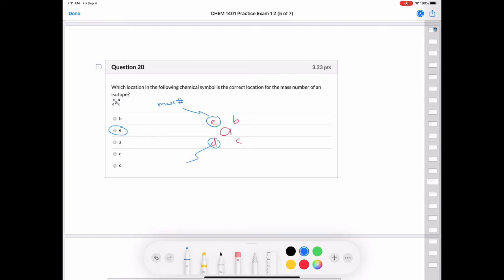Down here, D, this is where we have the atomic number. B, that's where we would put a charge if we had an ion. And C, well, that would be where you would put a subscript if you had more than one of the same element in a formula. So the answer is E. That is where we find mass number.